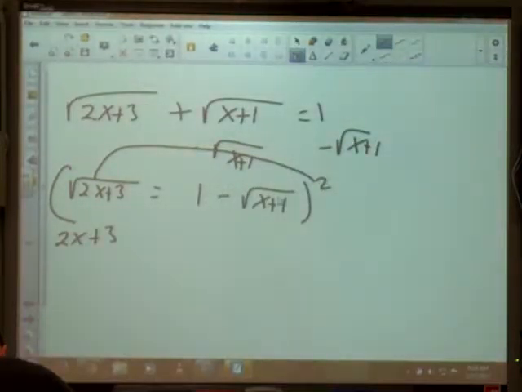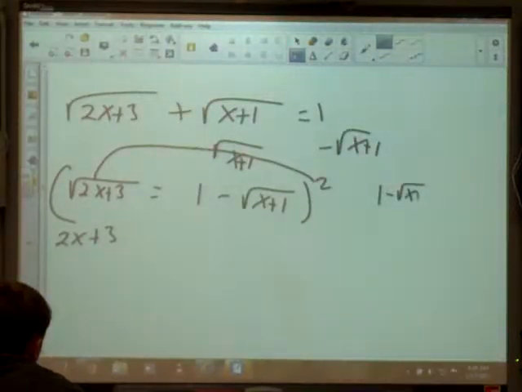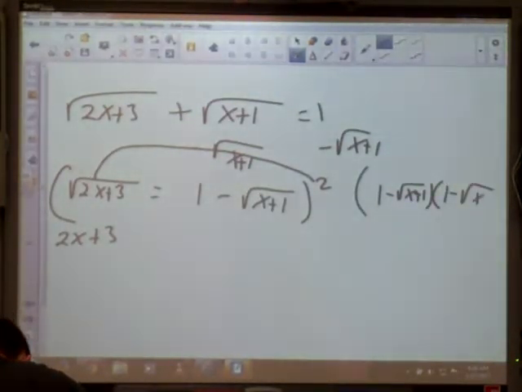Now this gets a little bit fuzzy here. When we square this, this is a binomial, because 1 is a piece and the square root of x plus 1 is a piece. So when we FOIL that, I'm going to have 1 minus the square root of x plus 1 times 1 minus the square root of x plus 1. Okay, it's not too horrible, it just looks all goofy.